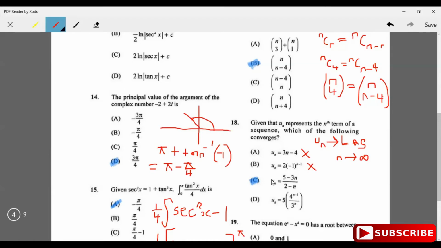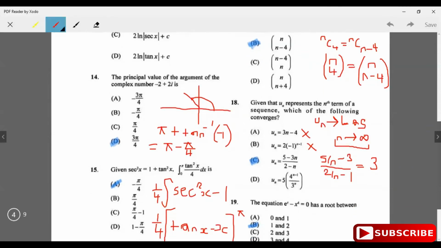So when you check option C and apply the limit as n goes to infinity, what we can do is divide the numerator and the denominator by the highest power of n to get (5/n - 3) divided by (2/n - 1). Then as n goes to infinity, it's going to 3, because -3 over -1 is 3. So that's option C.